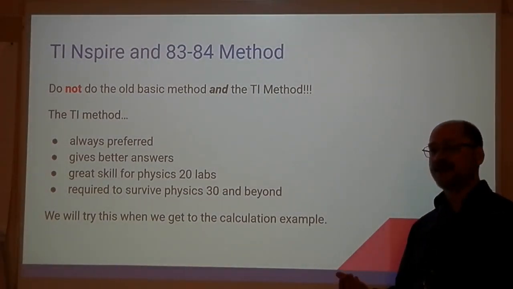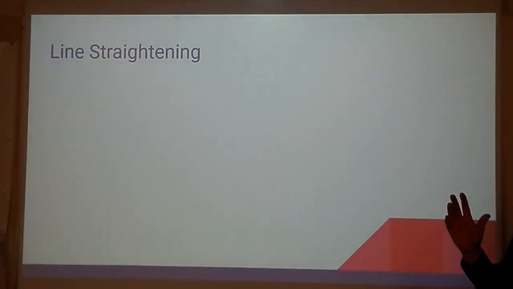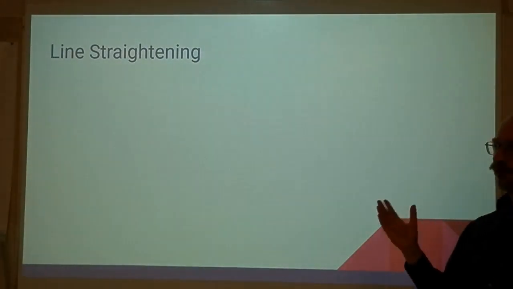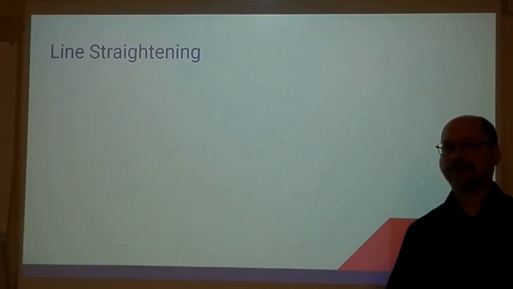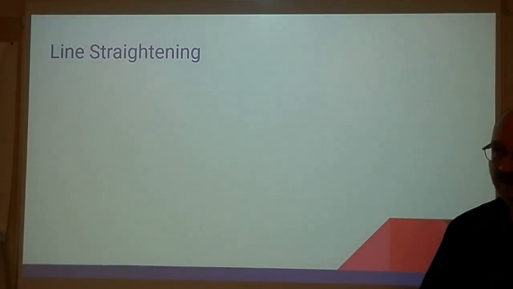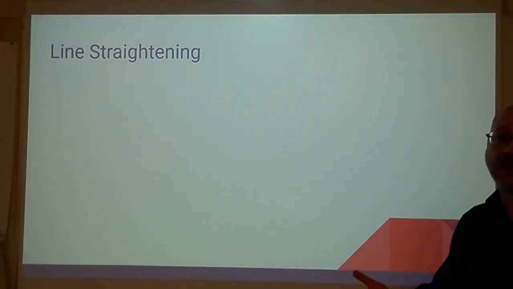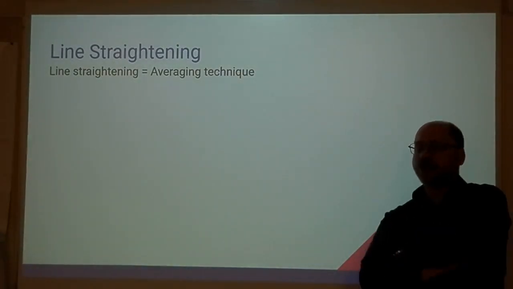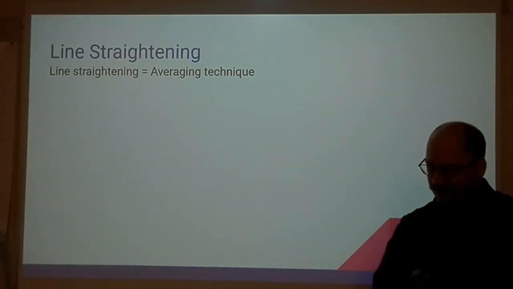So I'm going to show you an example, and it's going to be a little bit weird, but we're going to try to apply a set of rules to it called line straightening. And it's exactly what it sounds like. We're going to take a line that otherwise wouldn't necessarily be straight, it would be exponential, and we're going to make it a straight line so that we can get a valuable value for like a slope or something like that. Sometimes line straightening is also called an averaging technique, and that can be a bit misleading.